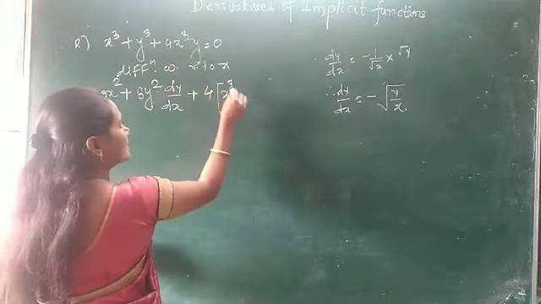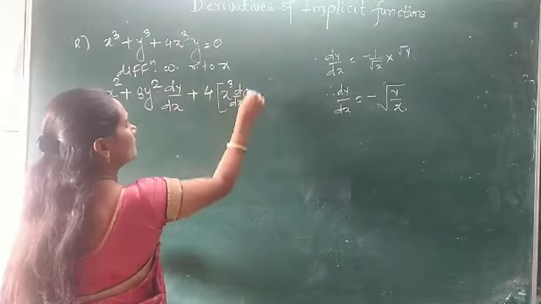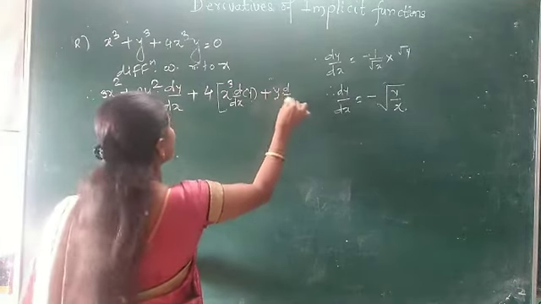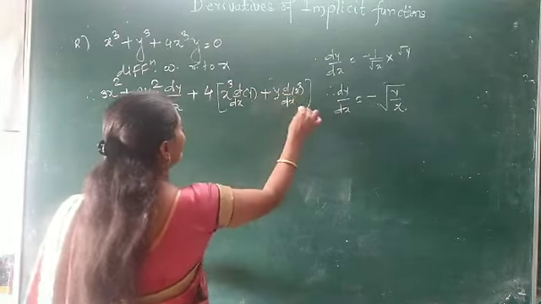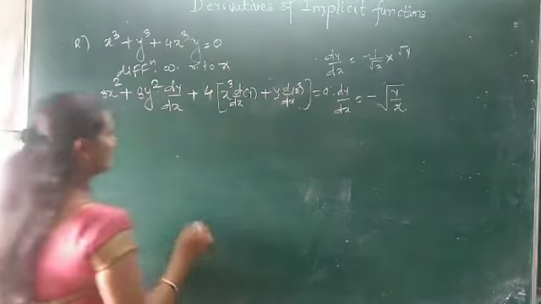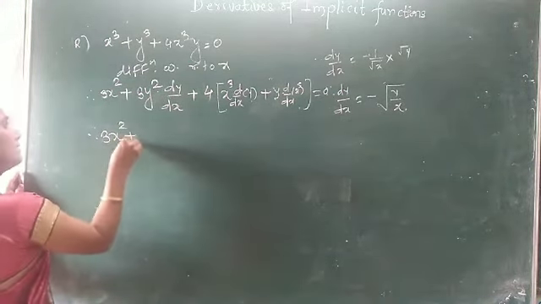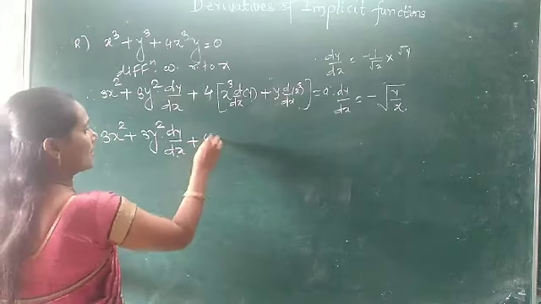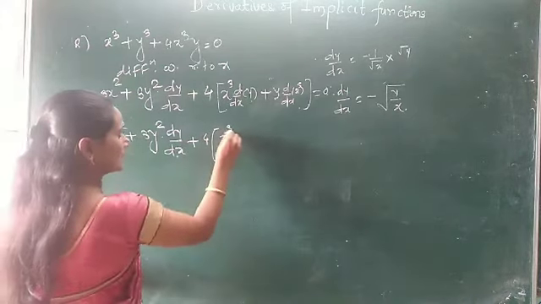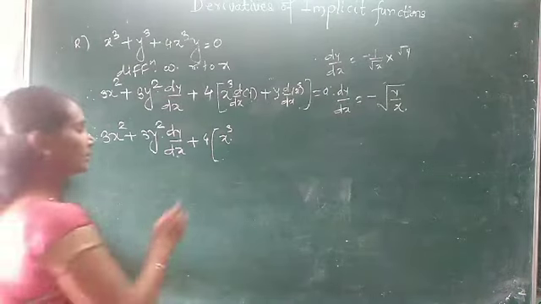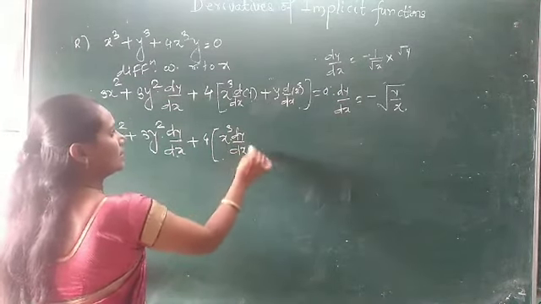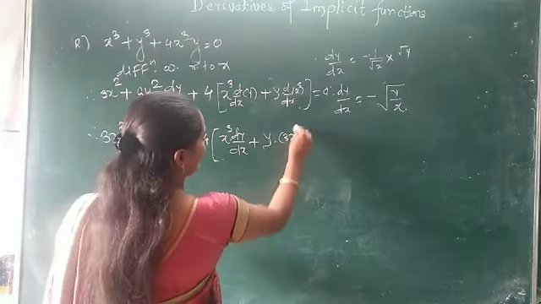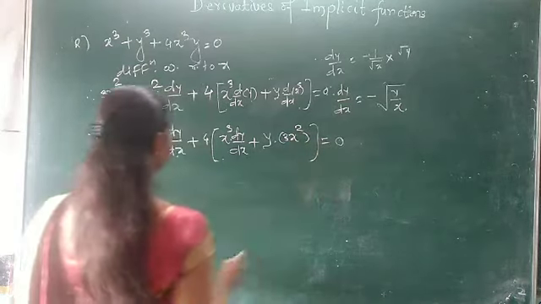Keep x cube as it is into take the derivative of y with respect to x, plus now keep y as it is and take the derivative of x cube, which is equal to 0 as it is. Now this term 3x square plus 3y square into dy upon dx plus, write this 4 as it is. Now this x cube as it is into, what is derivative of y with respect to x? dy upon dx plus, now this y as it is, and what is the derivative of x cube? 3x square, which is equal to 0.